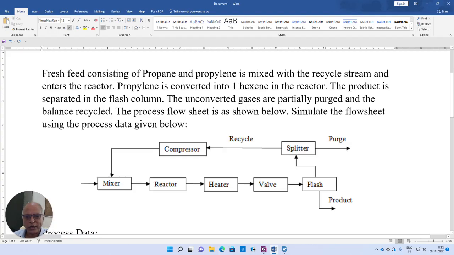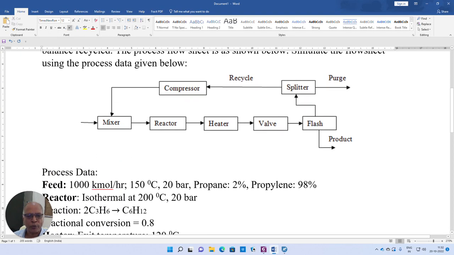sheet. So the feed stream, which is a mixture of propane and propylene, at these temperatures and pressure, having this flow rate is entering into the mixer. The recycled stream is getting mixed up with the fresh feed. The combined feed is going to enter into a reactor, which may be operating at 200 degrees centigrade and 20 bar isothermally. And the exit is going into the heater, wherein the outlet of the reactor is cooled to the required temperature at which the flash column is operating, and you will also be reducing the pressure. Then the product is separated by the flash column.